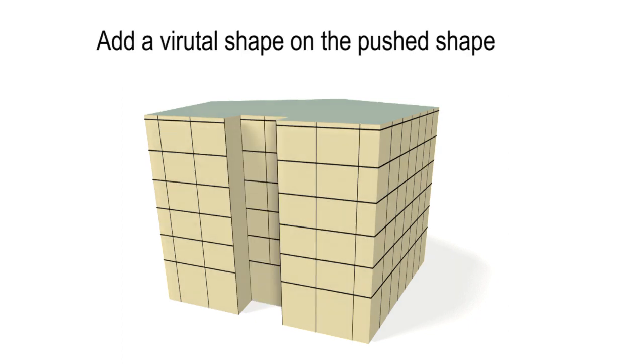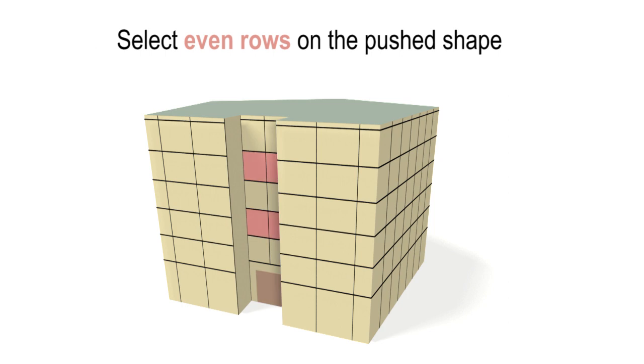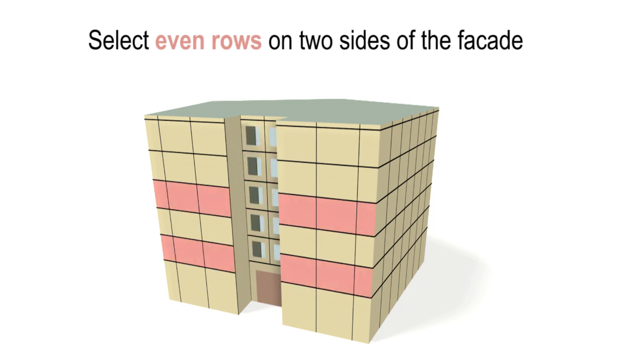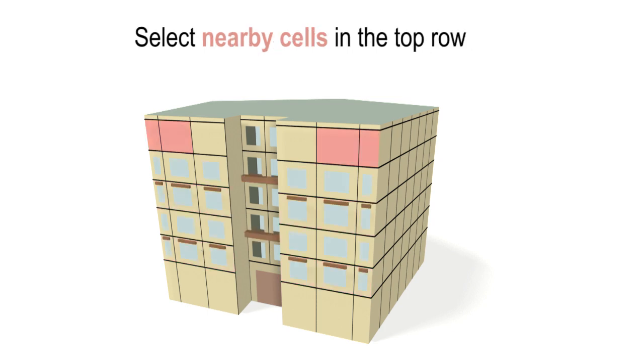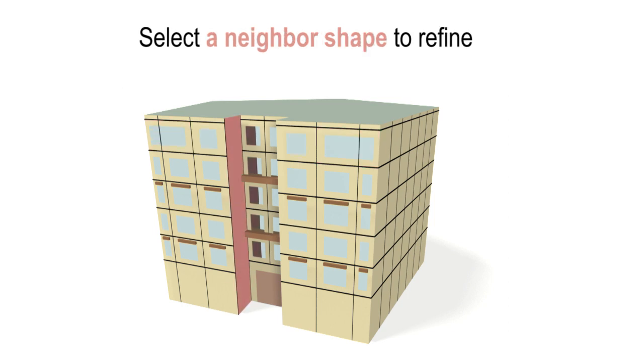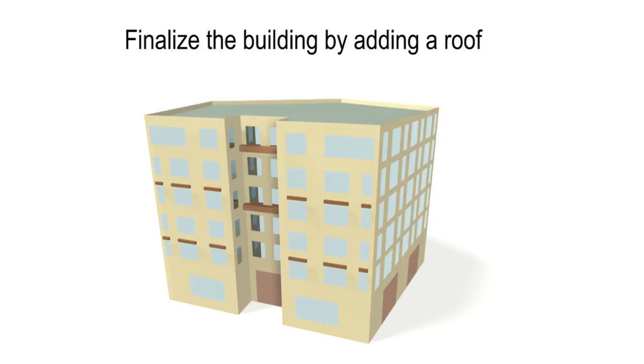Mass models can be refined by a push or pull of shapes in the facade. Based on the added virtual shape, we can select complex patterns in the facade, for example, even or odd floors, adjacent cells, and so on. Topology-based selection is also possible to select neighbor regions or parent shapes. Finally, we add the roof and finish the modeling.